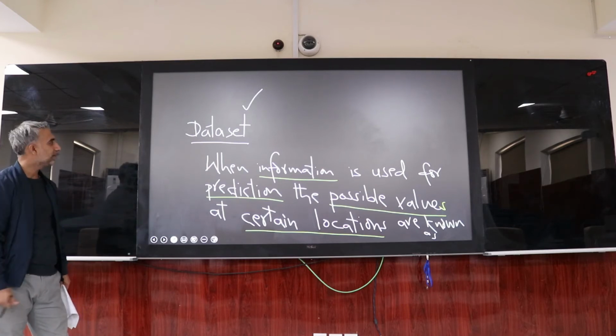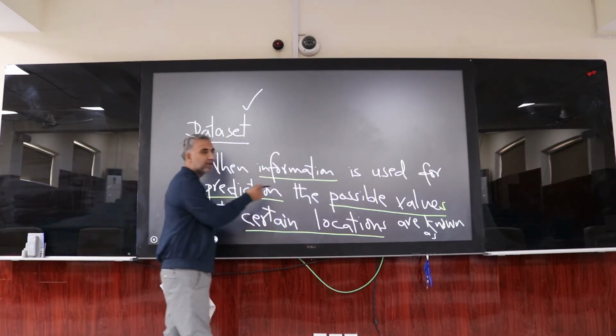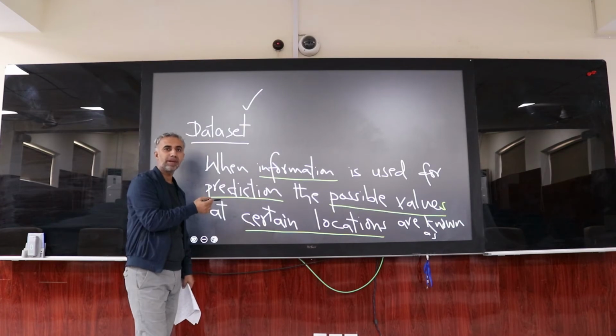But sir, the data set here, the information here, I do not understand, I am confused. You want to say here, when the data set is used for, you want to say it should be like this?